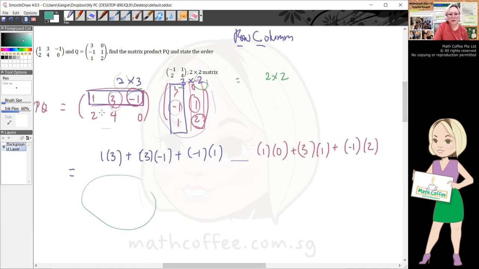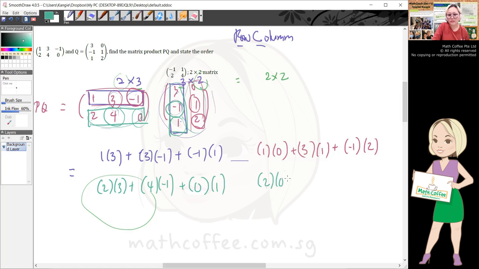Okay. Now is the second row and the first column. It's a bit like a rainbow, but it's in matrix number multiplication. So now it is 2 times 3. So I put 2 and 3, plus 4 and negative 1, and 0 and 1. Okay, and then again a gap. Now is second row and second column. So 2 and 0, plus 4 and 1, plus 0 and 2.